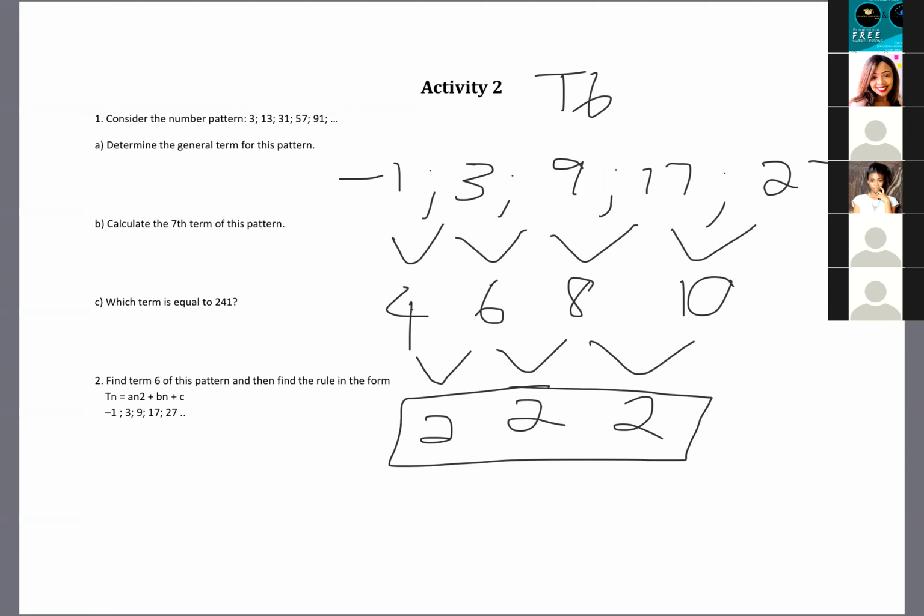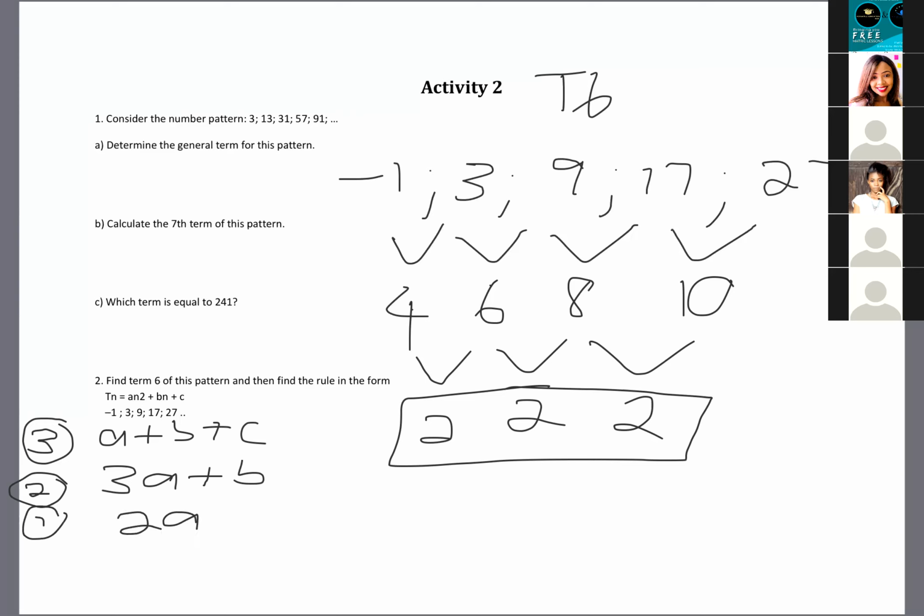quadratic sequence, right? And whenever you see a quadratic sequence, you already know that 3 is going to be A plus B plus C, 2 is going to be 3A plus B, and 1 is going to be 2A. So now where do you guys think I'm going to go from here?